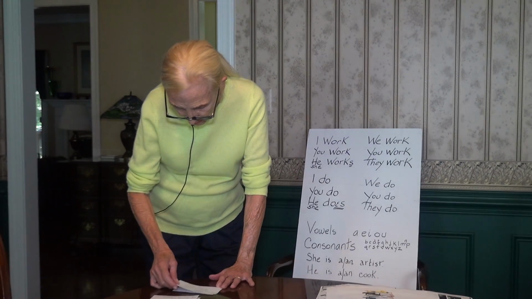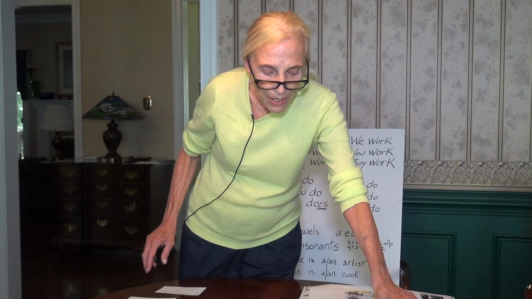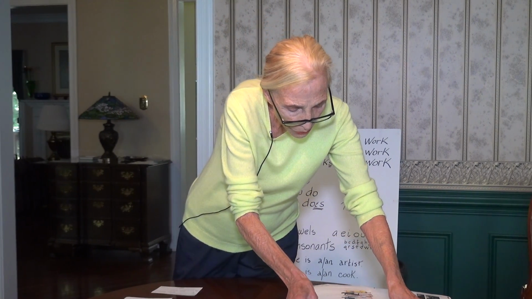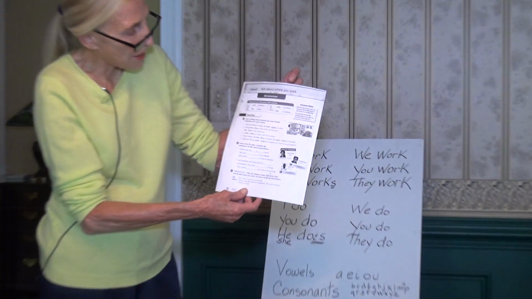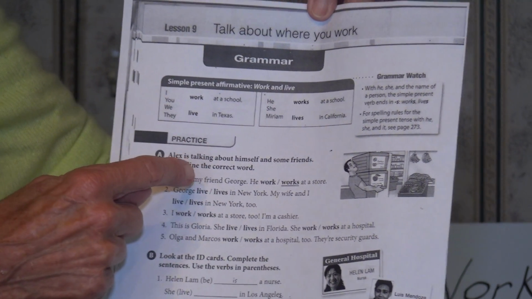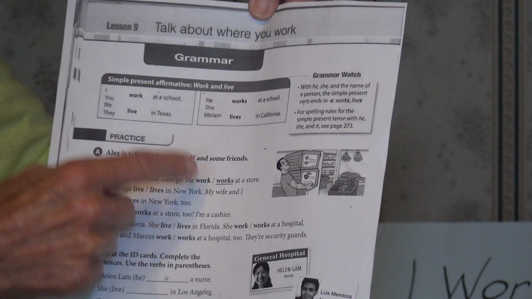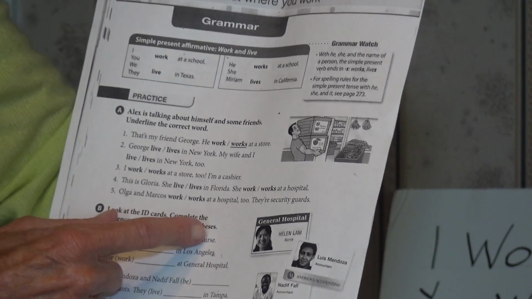So remember that with a and an. Let's go back to the book. On page 42 of the book, and we will zoom in on that, we have a page where you choose between work or works, and they have the verb live and lives. So I want you to do that exercise.